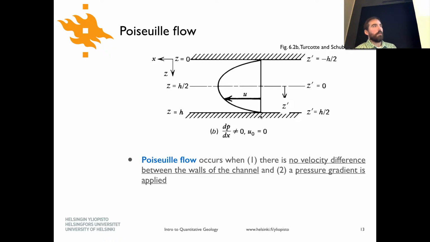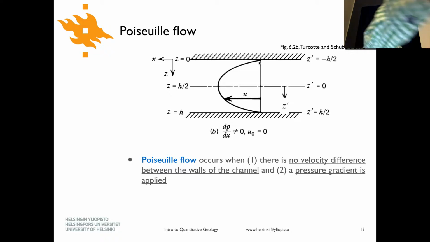Now this is an example that we will see in the exercise for today, where we'll look at the example of ice flowing down a channel. So this is perhaps a little bit more relevant to you for what we'll do today. Essentially, this end member flow occurs when there's no velocity difference between the two walls of the channel. If this is ice flowing down a valley, that makes sense.